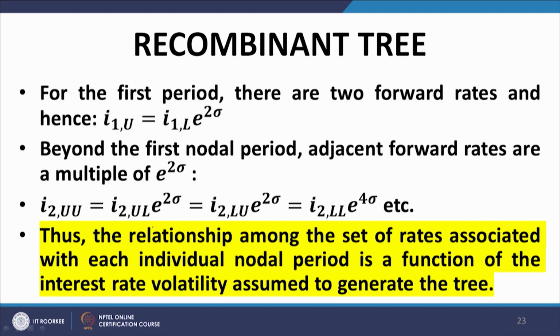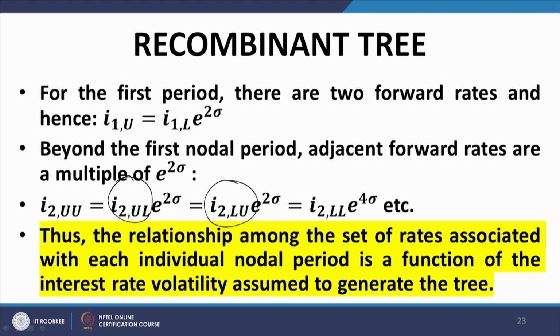So, recombinant tree. For the first period, there are two forward rates, and hence I1u is equal to I1L e to the power 2 sigma. Beyond the first nodal period, adjacent forward rates are multiples of e to the power 2 sigma. I2UU is equal to I2UL e to the power 2 sigma, which is I2LU. So, this is equal to this.